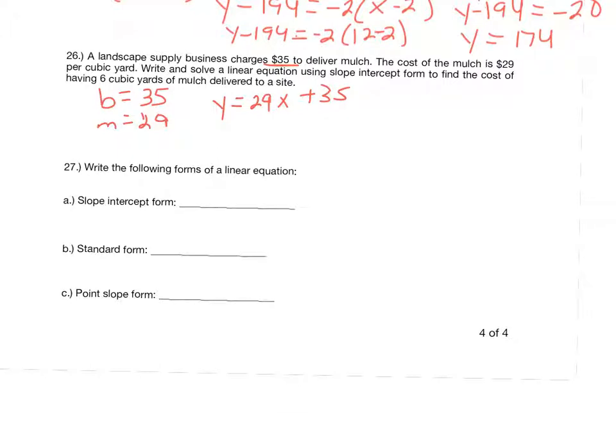All right, and then we're trying to find the cost of having 6 cubic yards of mulch delivered. So we are going to go ahead and plug in 6 for x. So that's going to be y equals 29 times 6 plus 35. And if we do that, we get our answer, which is y equals 209. It costs $209.